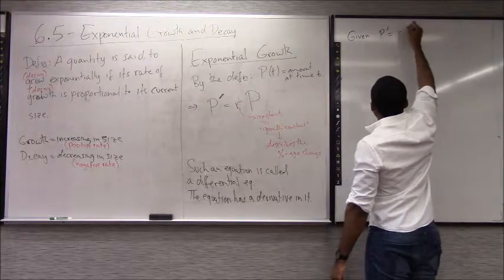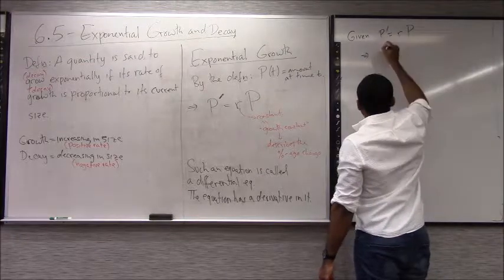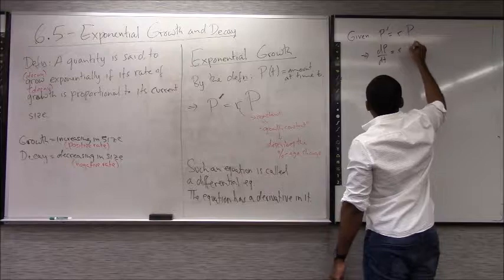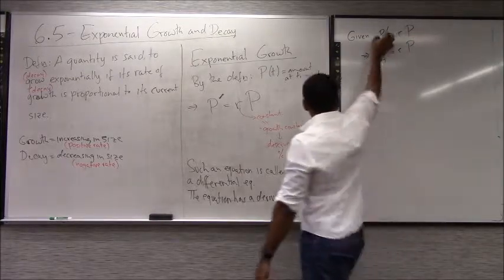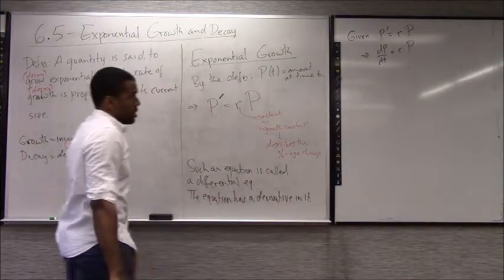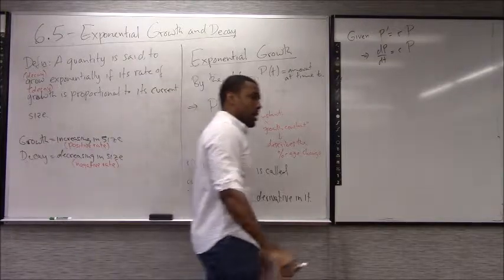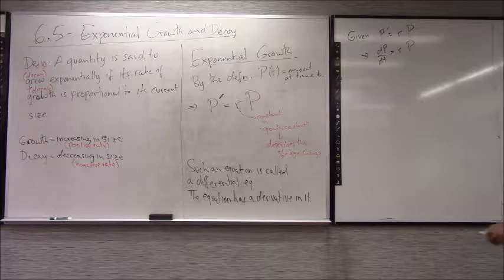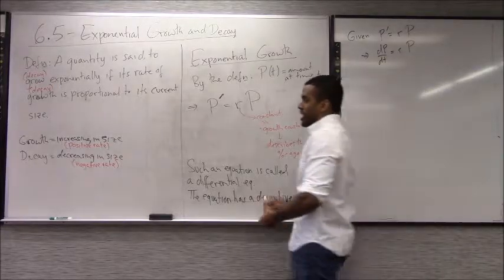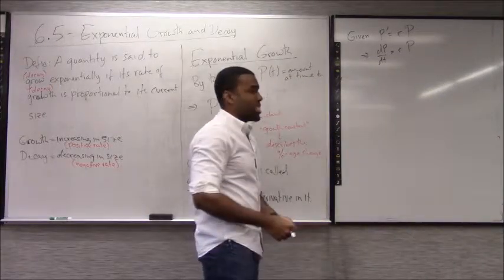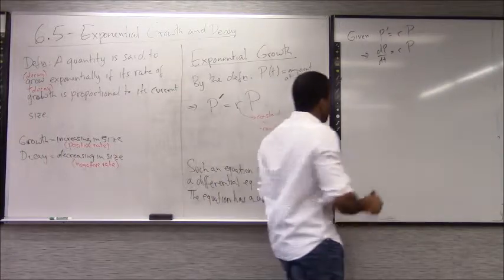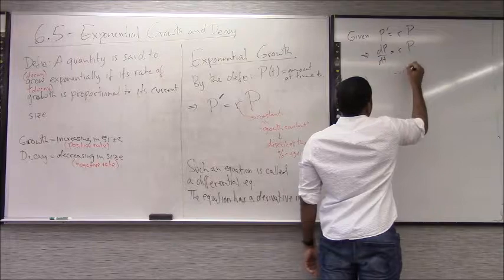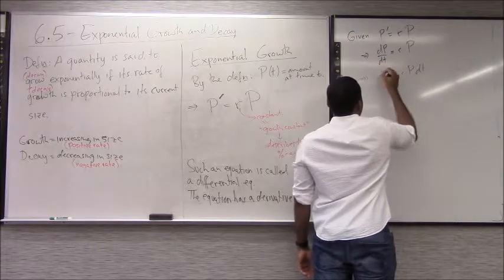Given P prime equals RP, we can actually write this out as dP/dt equals RP. So I'm writing Newton's prime notation in Leibniz's notation. Leibniz's notation is a nice notation because it's very versatile and it can do what you think it can do in terms of how it looks. It's a fraction and you can kind of treat it like a fraction. So one thing you can do is multiply both sides by dt, believe it or not.